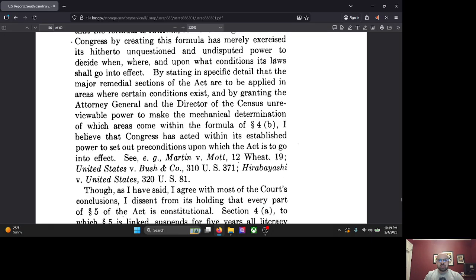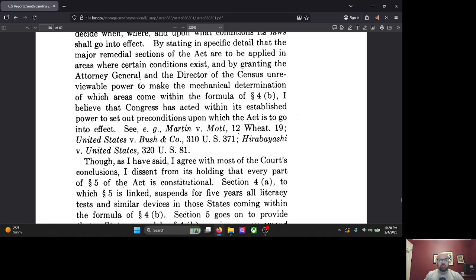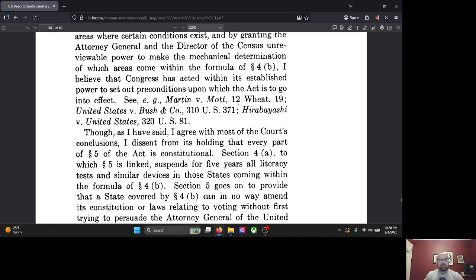By stating in specific detail that the major remedial sections of the Act are to be applied in areas where certain conditions exist, and by granting the Attorney General and the Director of the Census unreviewable power to make the mechanical determination of which areas came within the formula of subsection 4B, I believe that Congress has acted within its established power to set out preconditions upon which the Act is to go into effect.